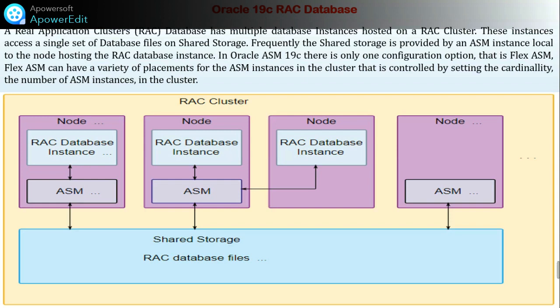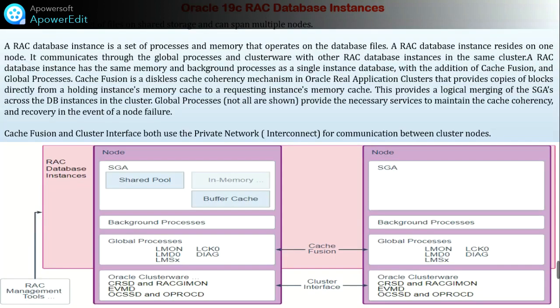RAC cluster. Here's the diagram: node 1, node 2, node 3, node 4, and so on. Each node has a RAC database instance and an ASM instance, and all of it is configured with shared storage, like Oracle RAC database files in ASM, Flex ASM. These are Oracle RAC database instances.